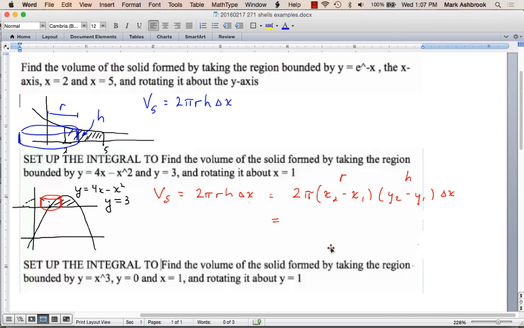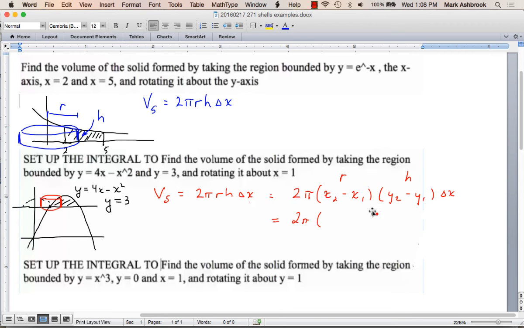Okay, so for the second one, you have to recognize that the radius of that shell is a change in x. So I started by writing that as x2 minus x1. And you have to recognize that your height is also a change in y. So I wrote that as y2 minus y1.